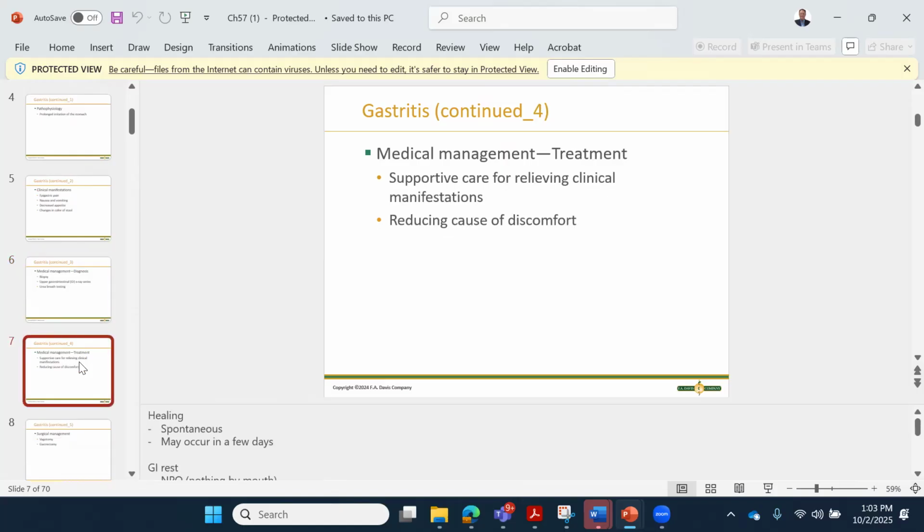So, getting back to gastritis, you want to make sure that you have supportive care for relieving clinical manifestations. And sometimes the healing may be spontaneous. Sometimes there's going to be orders such as keeping the patient nothing by mouth.